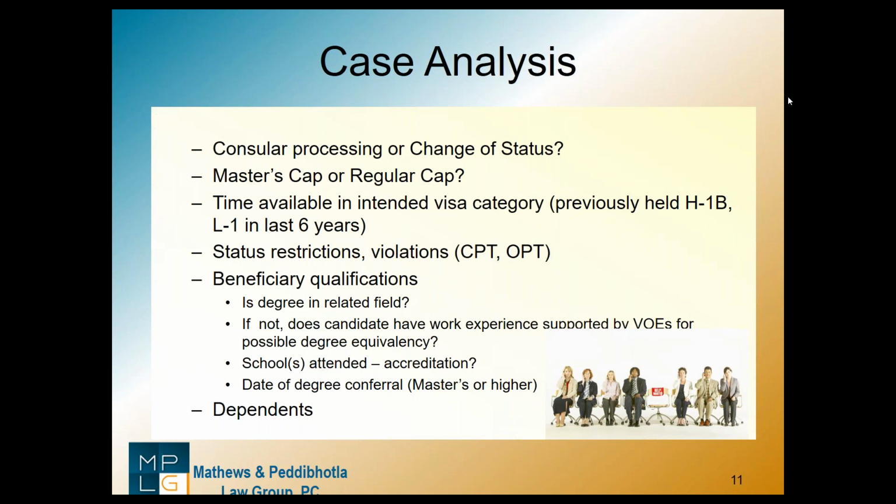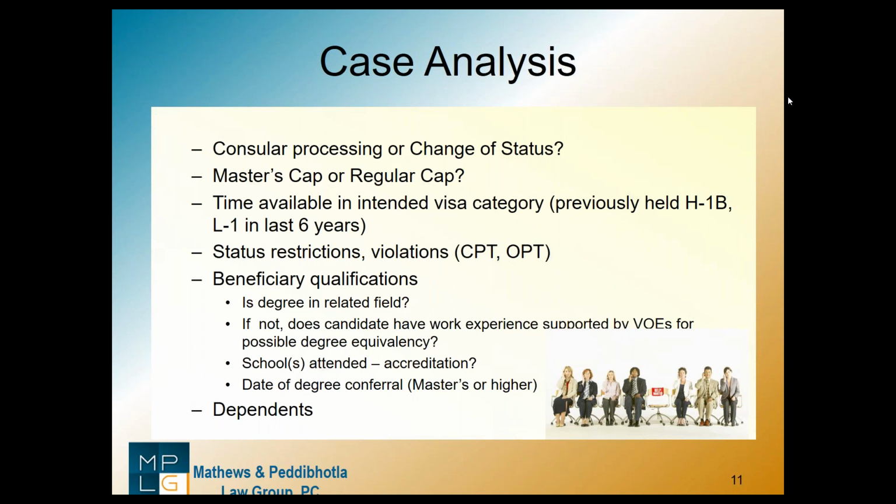We also will look at status restrictions and violations. So we want to make sure everyone's in status and everyone's been maintaining status if they're for CPT, OPT. And then one of the most important things, at least to me personally, is the beneficiary qualifications analysis. So we're talking about trends.